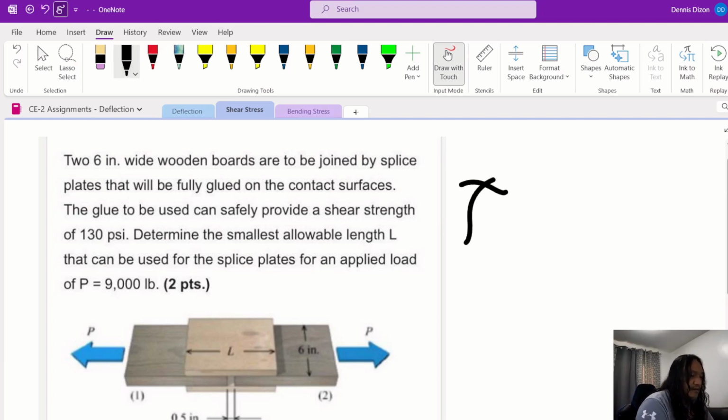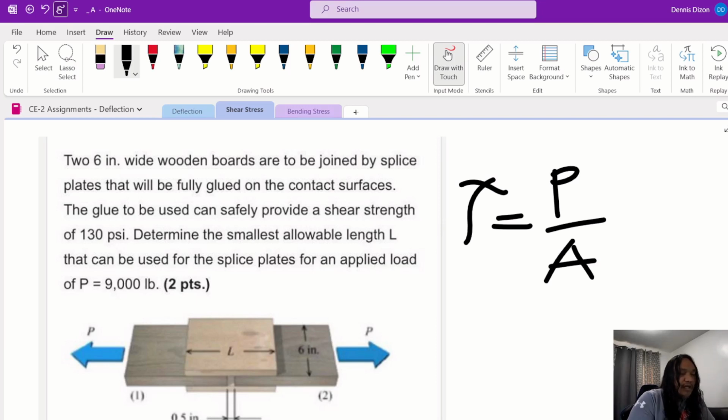But anyway, so again, for shear, our equation is shear stress is equal to P over A. Now this time, your sheared area is the surface between this splice plate, this one here, the yellow one, and then another one at the bottom, against your main member, this one.